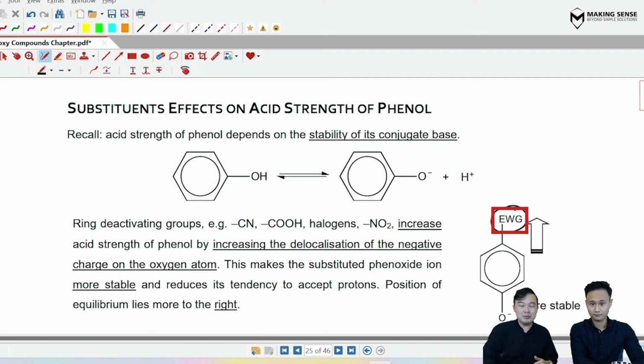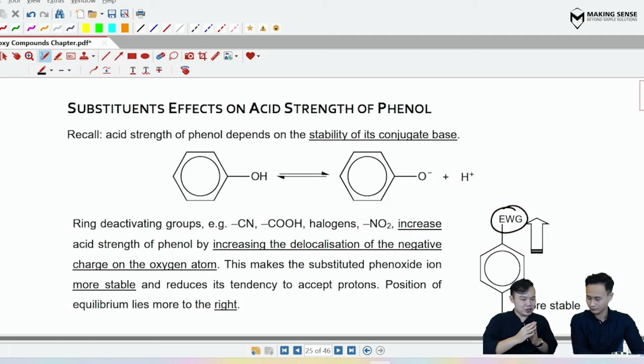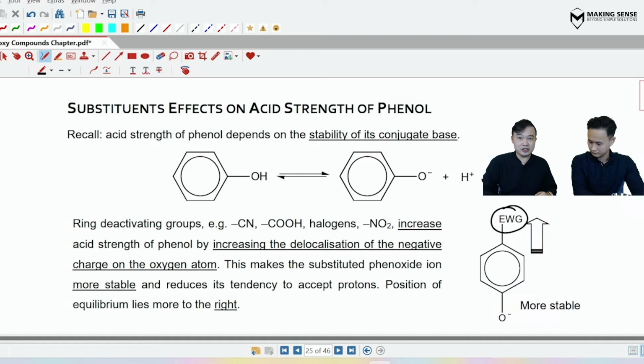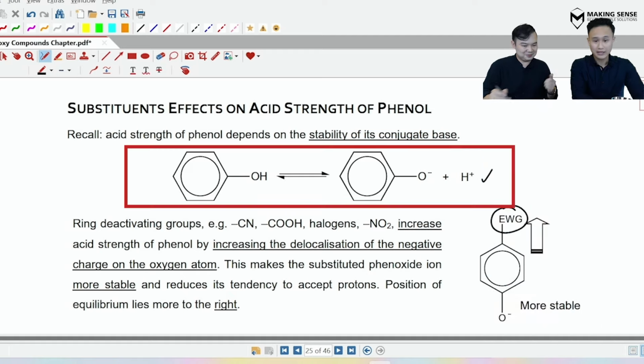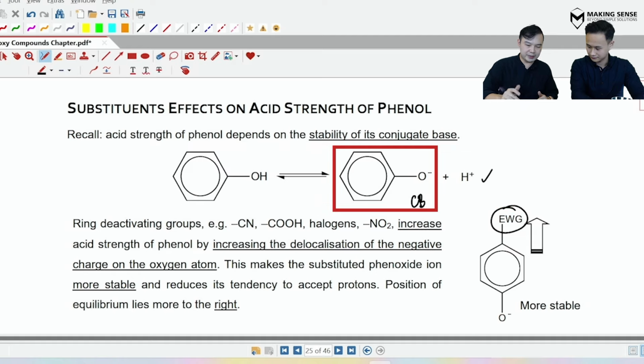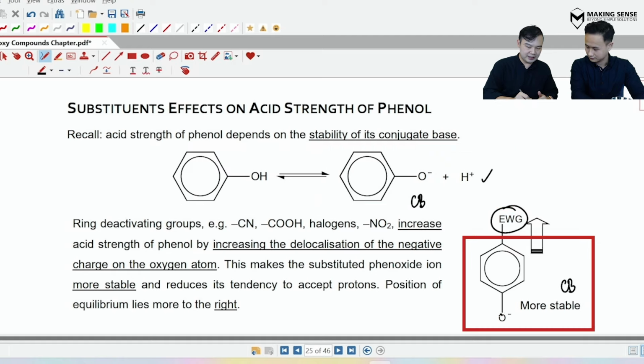Now, this side group has a name. We call them a substituent. Now, it turns out this substituent is going to have an impact on whether your phenol is acidic or not. Is it going to make it even more acidic or less acidic? Okay, so we always begin with the dissociation equation. We always focus on the conjugate base. That's right. So we always look at the conjugate base, and this is the conjugate base over here, the phenoxide ion.